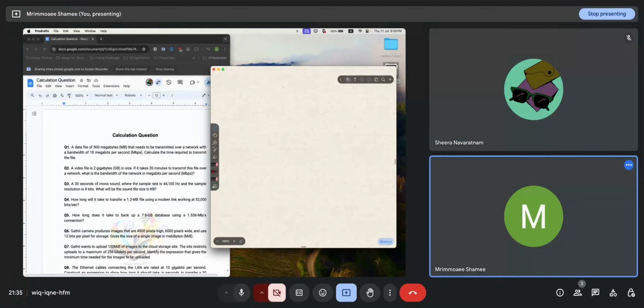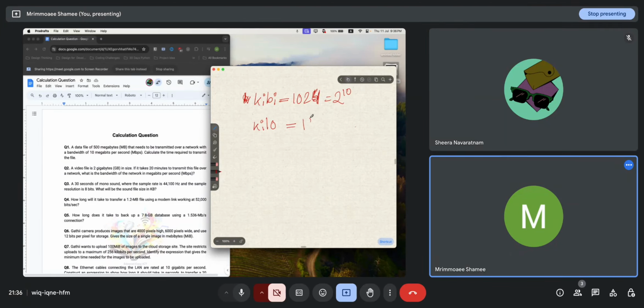We all know that there is kibi. Kibi means 1024, or it can be 2 to the power 10. Then there is kilo, which is 10 to the power 3, or we can say 1000. We all know this.